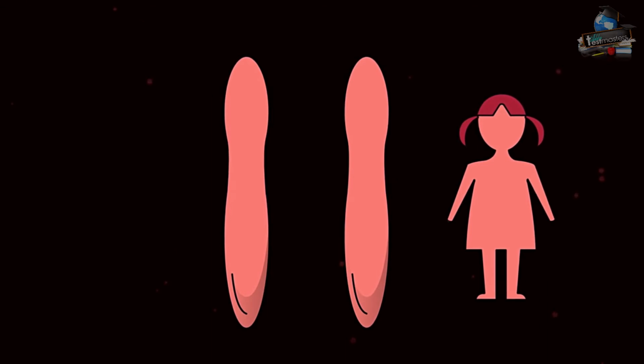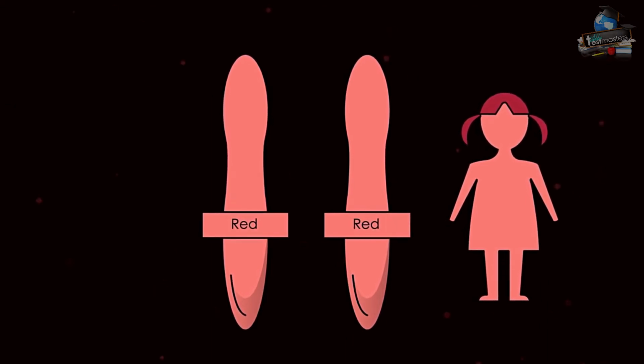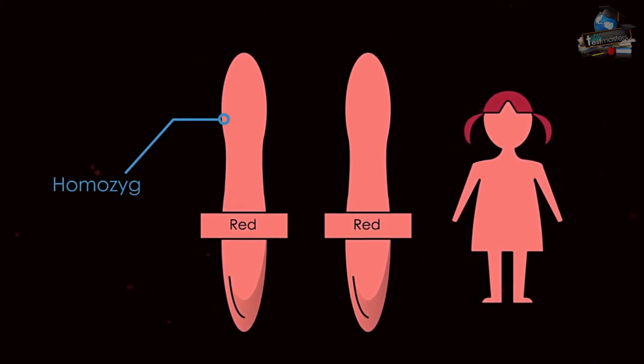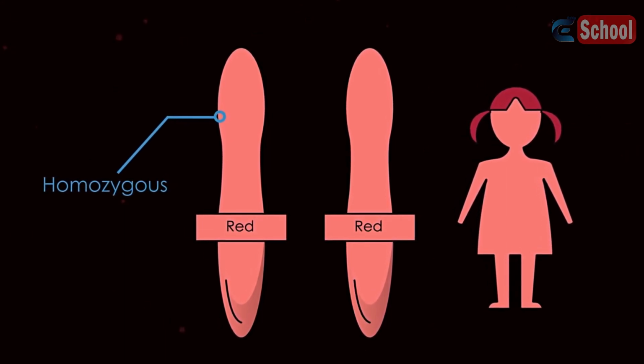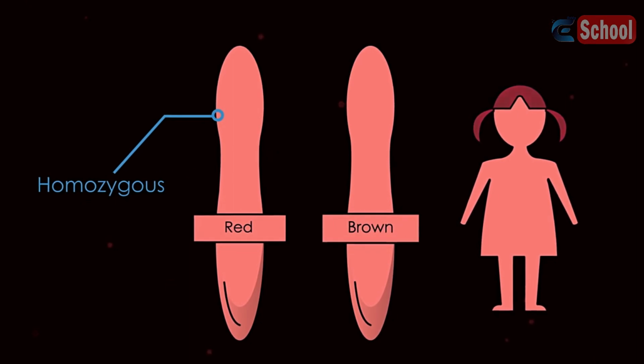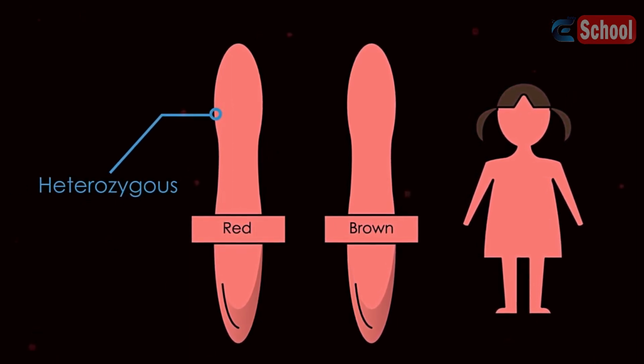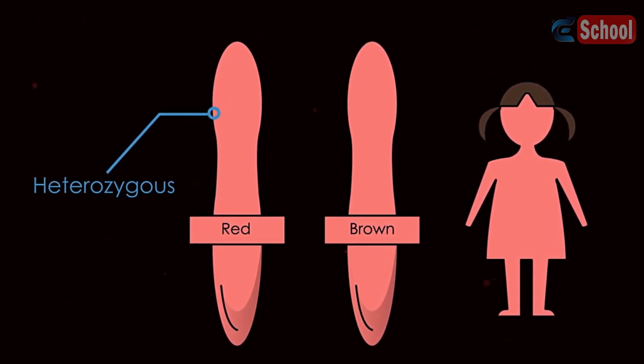When an individual has two of the same allele, so both coding for red hair, they are homozygous. Both genes are identical. Whereas if one allele codes for red hair and the other for brown hair, they are heterozygous. Two different forms of the same gene are present.